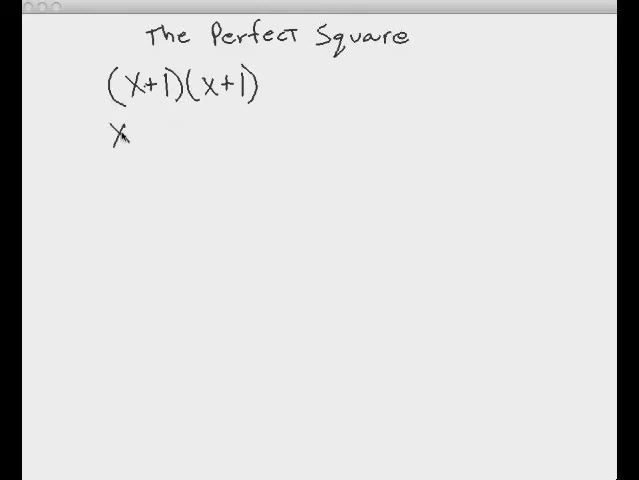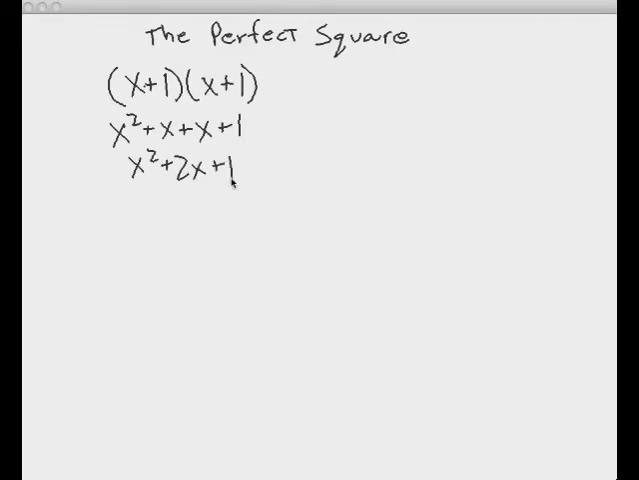We've got x squared plus 1x plus 1x plus 1, ending up with x squared plus 2x plus 1.